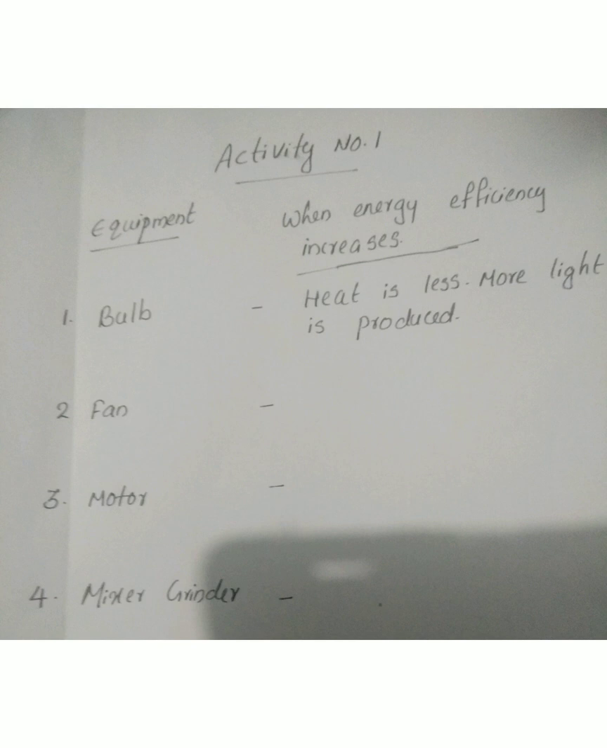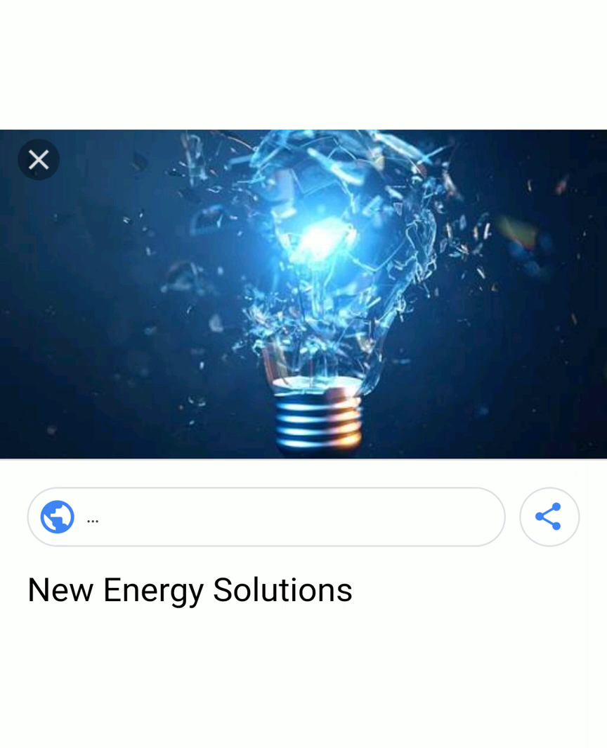In the same way, the second one is fan. In fan, when energy efficiency increases, what will happen? You have to write. Then the third one is motor. So you have to fill the second column, that is, when energy efficiency increases. And the fourth one is a mixer grinder. You have to write the second column. Okay, this is activity number 1. In most instances, the energy given is transformed to other unwanted energies too, isn't it? Let's complete the concept map given on page number 22 of our Basic Science textbook.